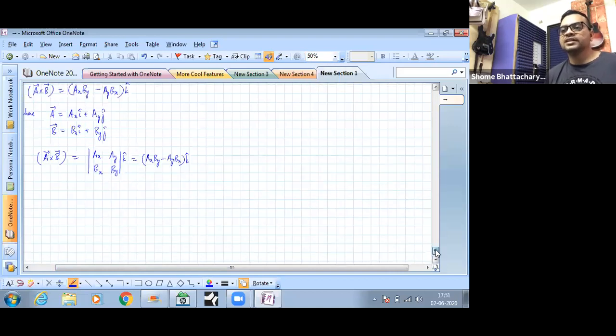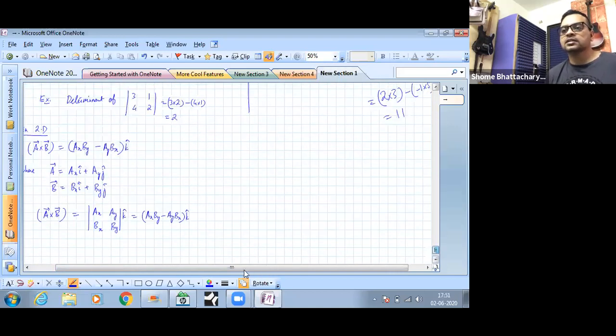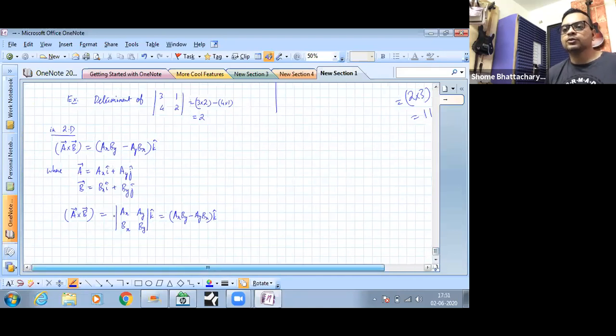The formula will be the determinant of a 2 by 2 matrix. In the cross product, whichever vector we take before the cross, the first vector A, its components will come in the first row. And whichever vector we take after the cross, the second one, its components will come in the second row. That determinant times k cap becomes the cross product. The shorthand is that you don't have to remember the formula.